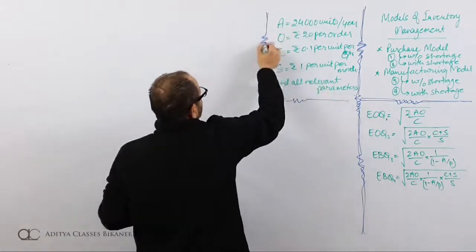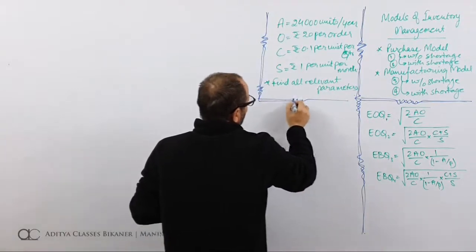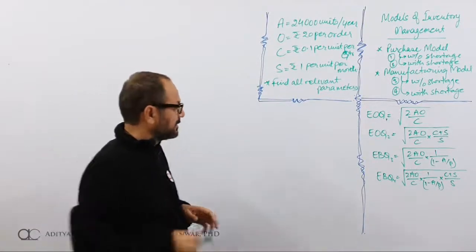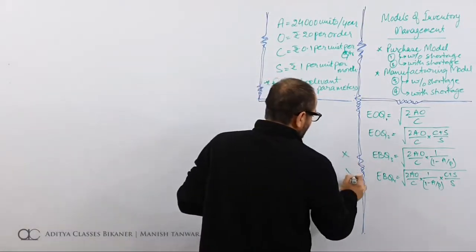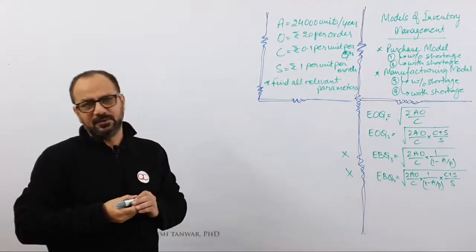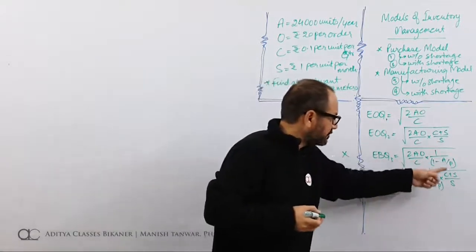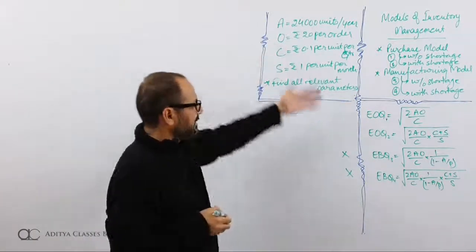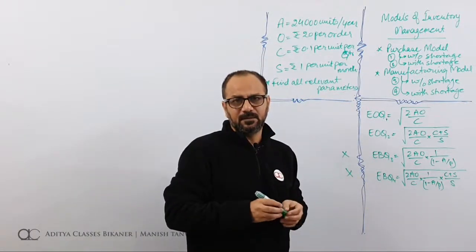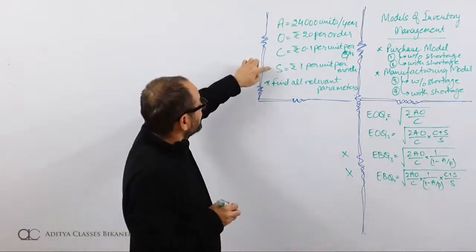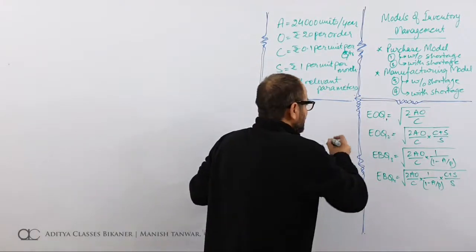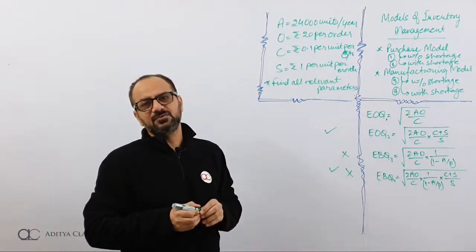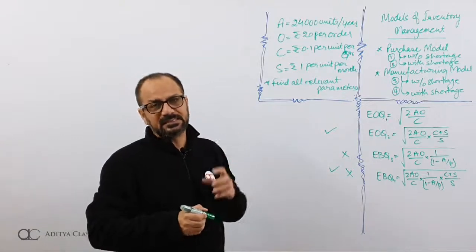What model do you think this would be? Do we have a production rate? Because we do not have a production rate, it cannot be a manufacturing model, because both of these manufacturing models make use of production rate, P. Because there is no P, it cannot be the third model or the fourth model. Because we have shortage cost, it has to be one of the two models which make use of shortage, because S is given.